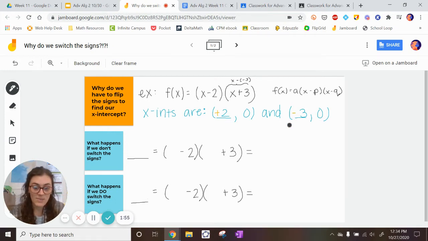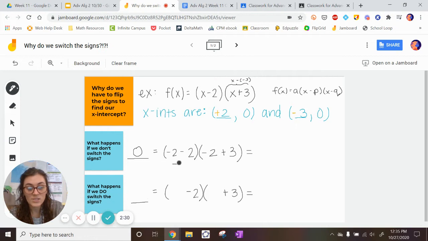But if that still doesn't make sense, let's talk about it mathematically. So the first case we're going to do is what happens if we don't switch the signs? So what if we kept that as a negative 2? So then we'll have negative 2 here, negative 2 here. I just switched my x values in my equation with a negative 2. And remember, this is supposed to help us find our x-intercepts. So our y values should be 0. But let's see if that actually happens.